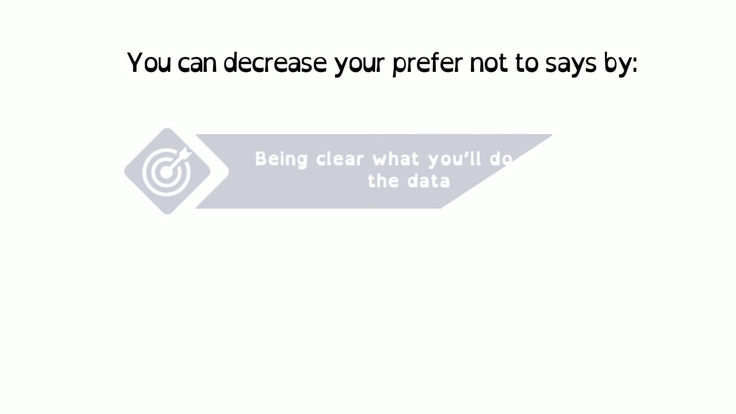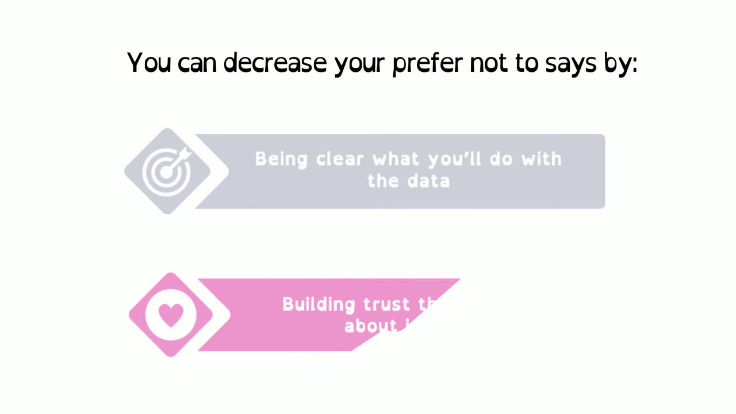You can decrease your prefer not to say percentages by, again, being really clear what you'll do with the data. You can use our Diversity Data FAQ template to help you with this. But also by building trust and showing people that you really care about inclusion. See our diversity and inclusion planning and also communication toolkits to help you with this.